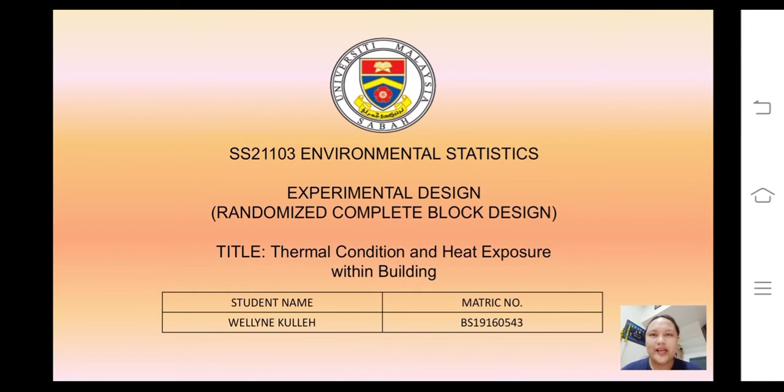I am Welin Kule and I'm going to present experimental design: randomized complete block design. The title of this experiment is thermal condition and heat exposure within building.